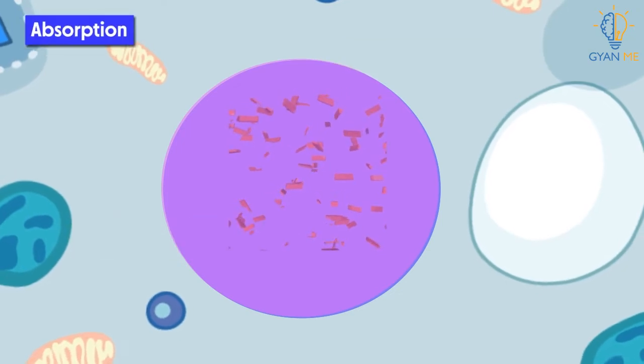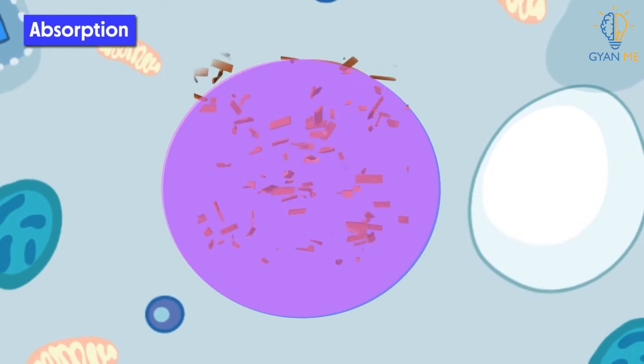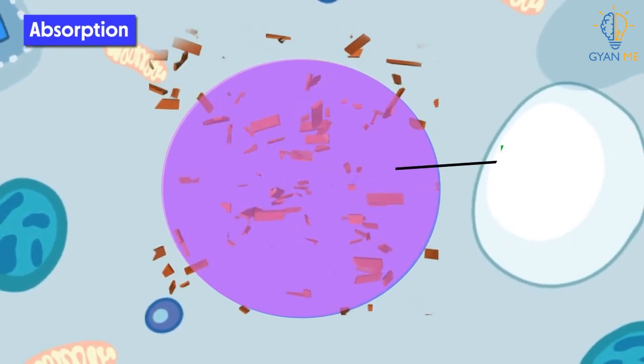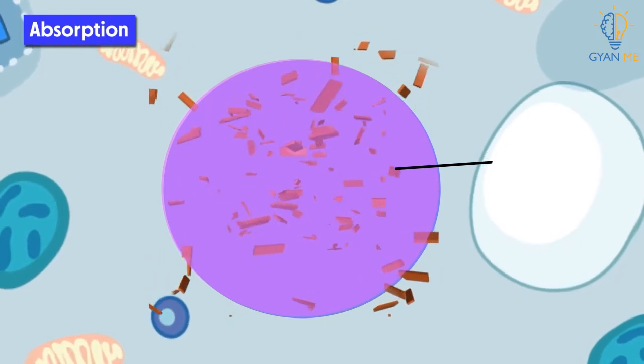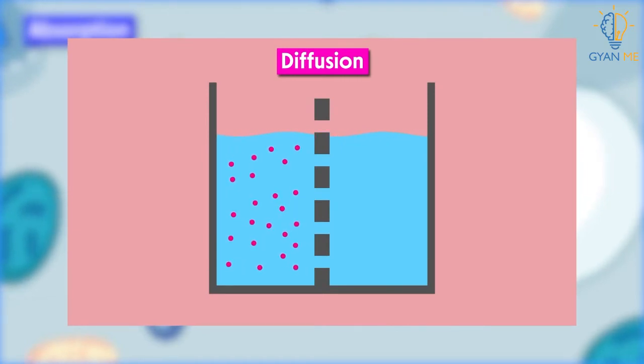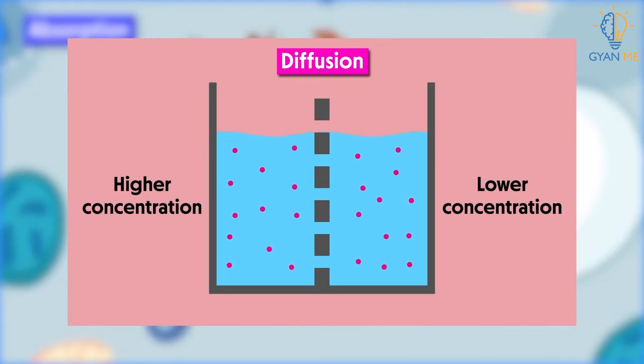Then comes the absorption. Students, when the food is digested by the digestive enzymes, then it is absorbed in the cytoplasm by the process of diffusion. Do you remember the diffusion process? Yes, diffusion is the movement of molecules from their higher concentration to low concentration.